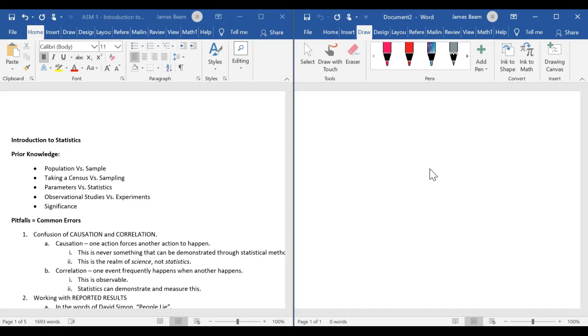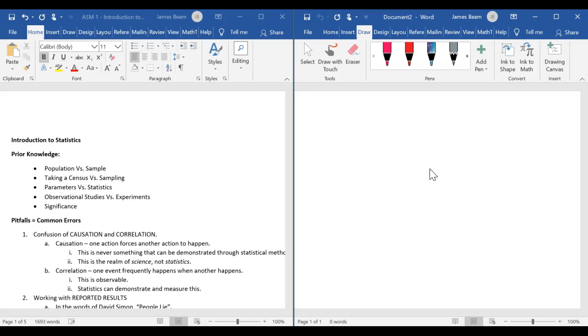five major ideas: populations versus samples, the idea that the population is everybody within, or every subject or object within a given defined set, and a sample is just a portion of that. Ideally, we get a good sample that's representative of that, but that's what we're working from. Census taking is when you measure the entire population. Sampling is when you just measure part of it.